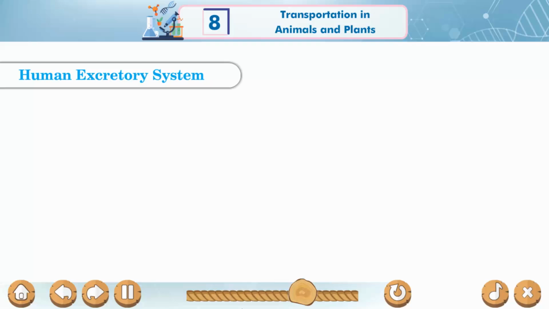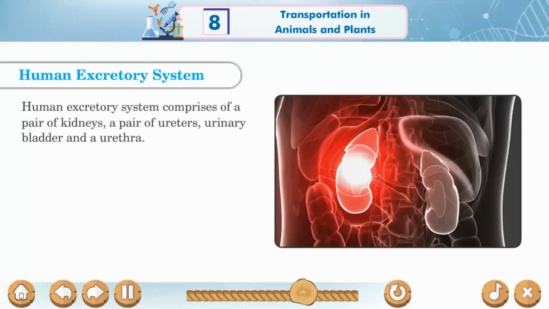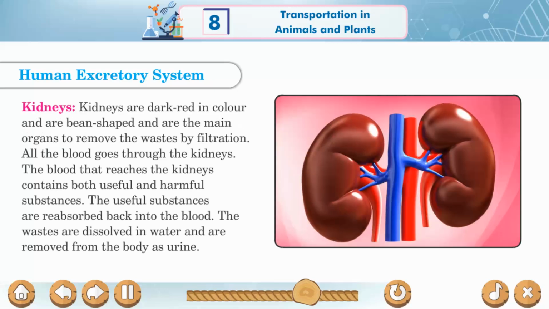Human excretory system. Human excretory system comprises of a pair of kidneys, a pair of ureters, urinary bladder, and a urethra.